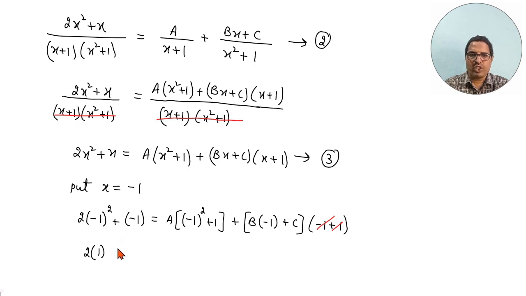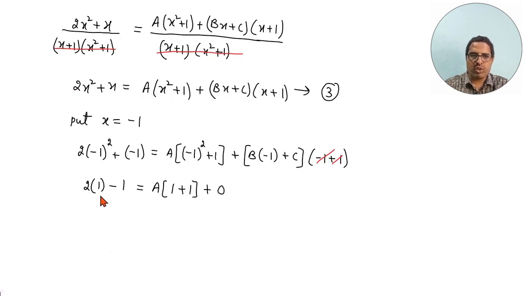And here you have plus into minus, which will be minus 1, equals a into minus 1 whole square, because you have an even power over here. The negative value will become positive. You will get 1 here, plus 1. Plus this complete term has become equal to 0.